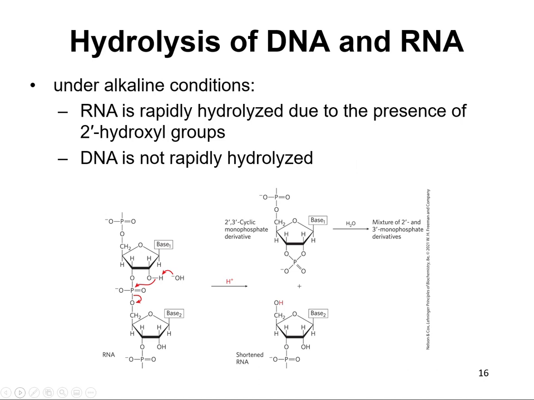DNA and RNA can actually be hydrolyzed under alkaline conditions. DNA is not as rapidly hydrolyzed, but RNA absolutely is. The reason for this difference is the 2' hydroxyl. If you have a base that can steal away a hydrogen from that free hydroxyl group, then you suddenly have electrons that can do some work.